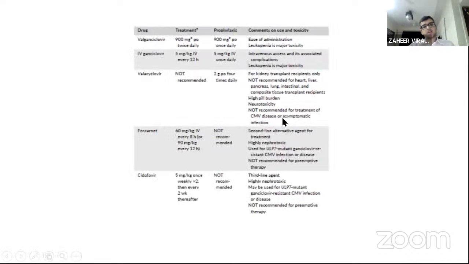So the dosages are these, based on the treatment. This was by the American Transplant Society, and as you can see, foscarnet and cidofovir are not recommended for prophylaxis. They are only recommended for treatment. Valacyclovir is not recommended for treatment and only recommended for prophylaxis.